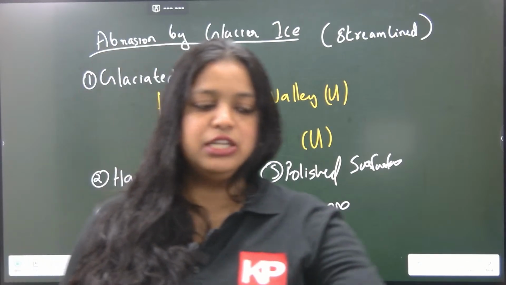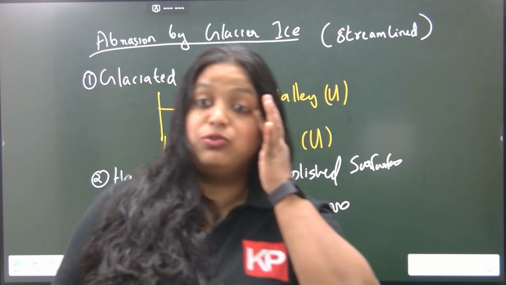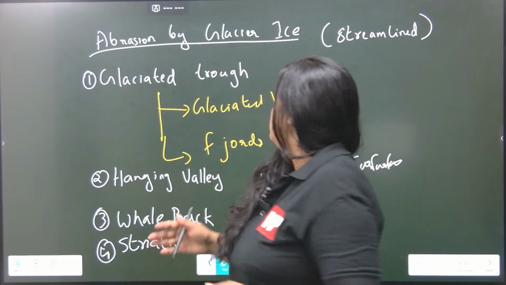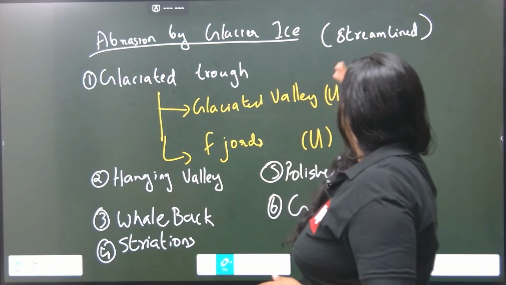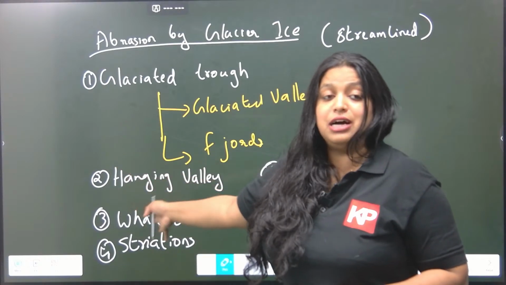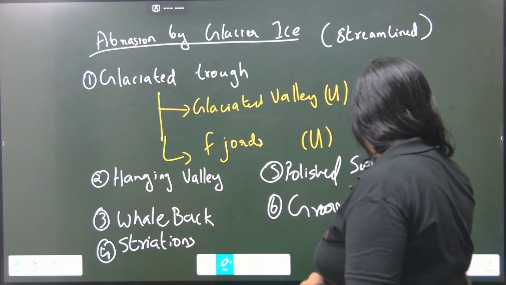So these are the structures or landforms associated with abrasion by glacier ice, and almost all of these are streamlined forms.